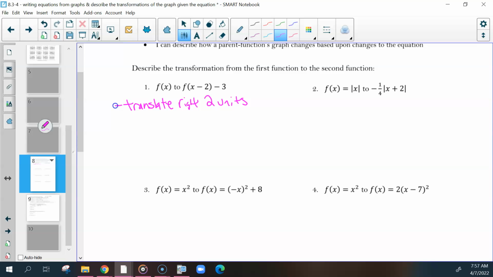And then the minus 3 on the outside is doing what? Going down 3, but very specific. Translate down 3 units.